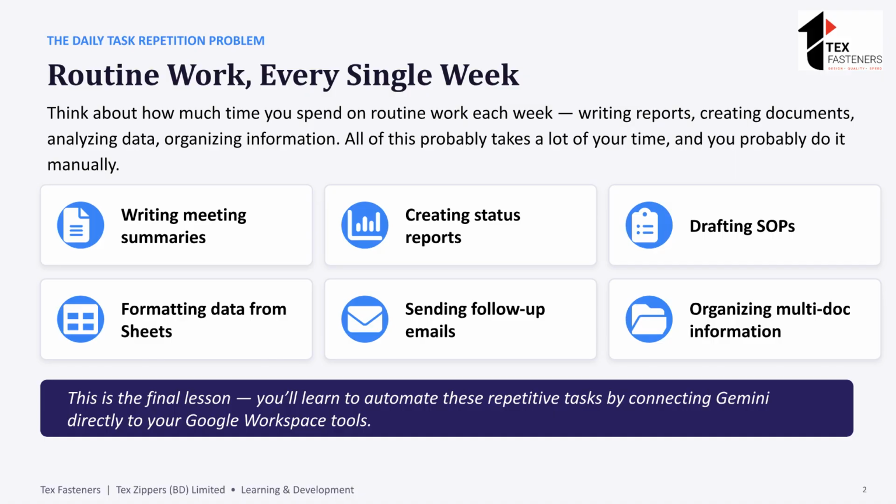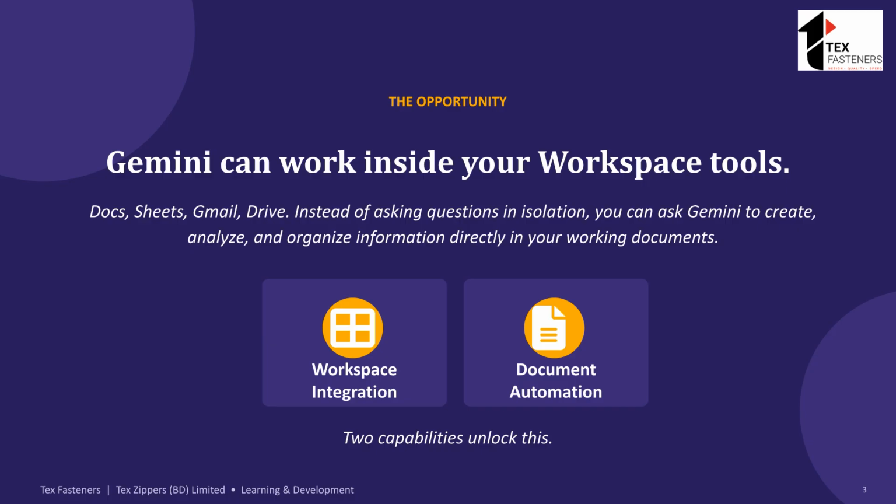In this final lesson, we'll see how Gemini can help automate these repetitive tasks by working directly with your Google Workspace tools. Gemini becomes even more useful when it can work directly inside your Workspace tools. With Docs, Sheets, Gmail, and Drive, you can move beyond simply asking Gemini questions. You can ask Gemini to create, analyze, and organize information directly within your working documents. Two capabilities unlock this opportunity: Workspace integration and document automation.